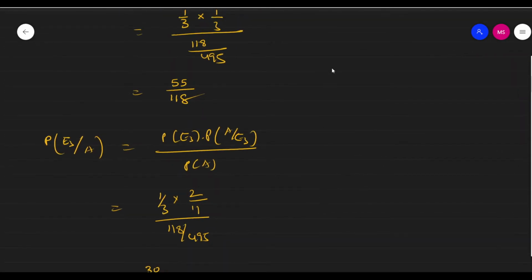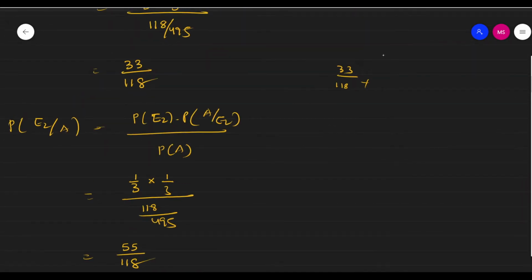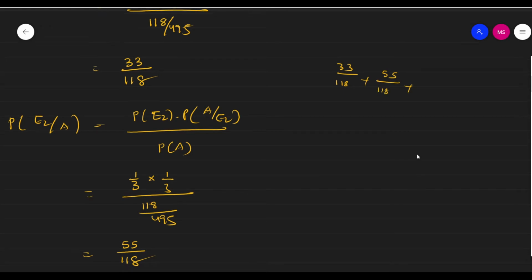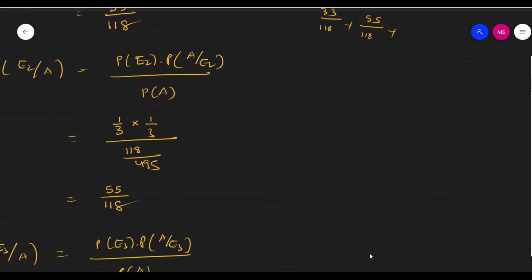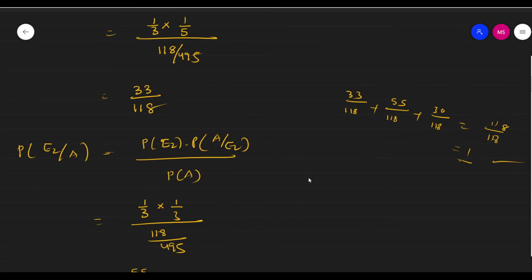Now add the three answers. The first one is 33 by 118, the second one is 55 by 118, and the third one is 30 by 118. Adding them, 118 by 118 is equal to 1. So our problem is correct. Okay, this is the checking.